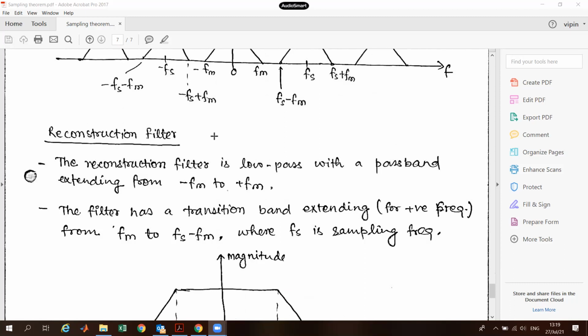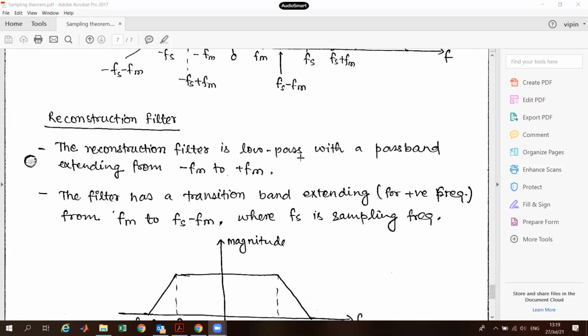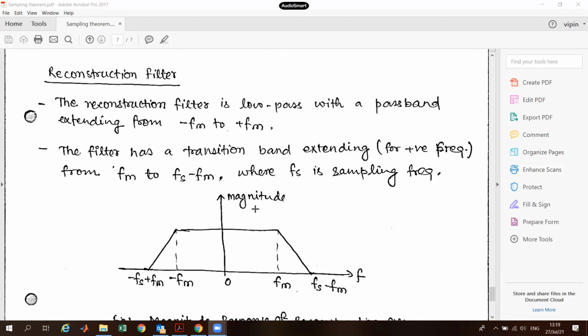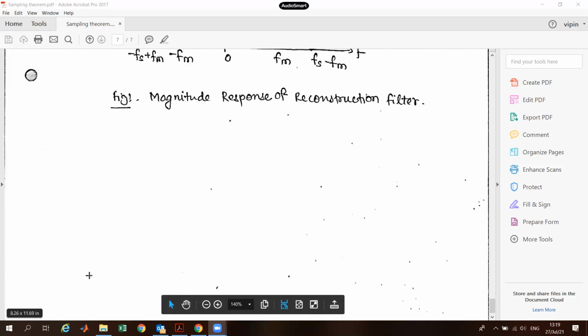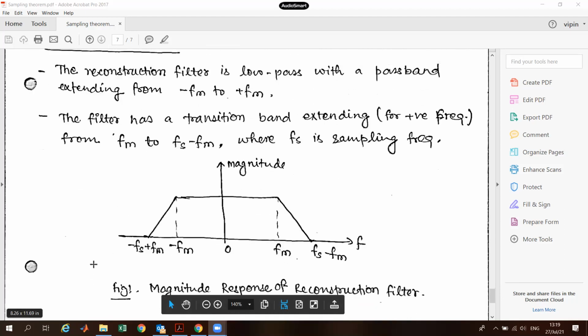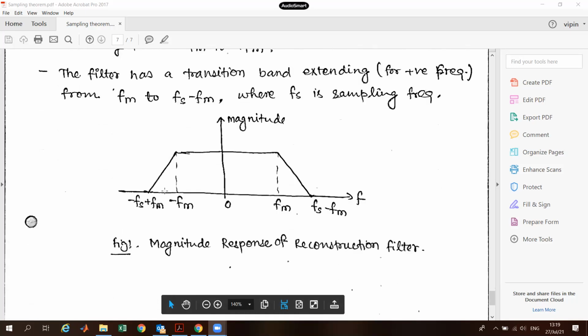Now, what is a reconstruction filter in this? The reconstruction filter is a low pass filter with a pass band extended from -fm to fm. So you want to reconstruct, meaning take the signal out of it. The filter has a transition band extended for positive frequencies from fm to fs minus fm. Meaning you can extend it to the right hand side, or you can extend it to the left hand side. So this is what a reconstruction filter is. This is just to explain to you, otherwise we are not going to use it.